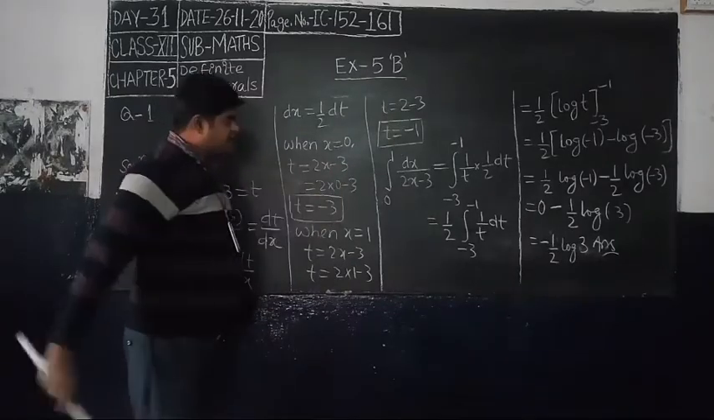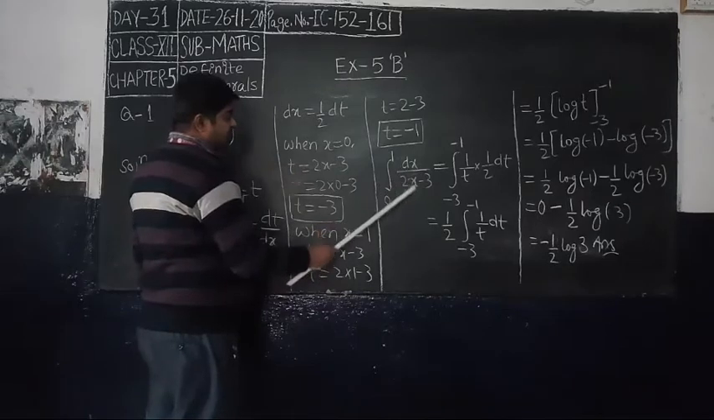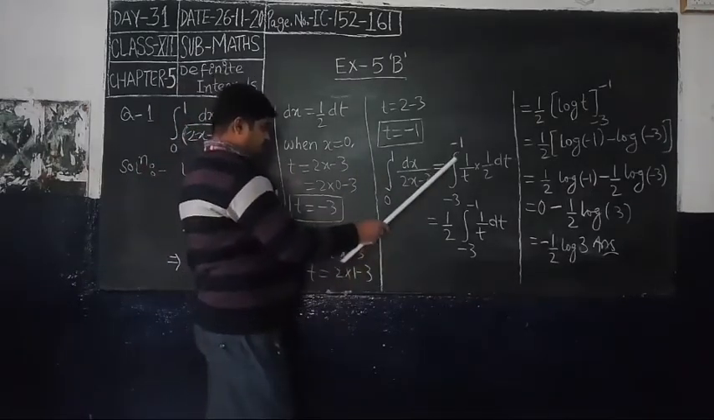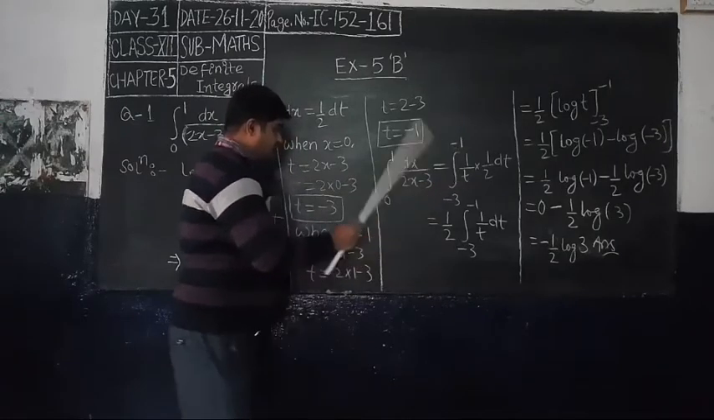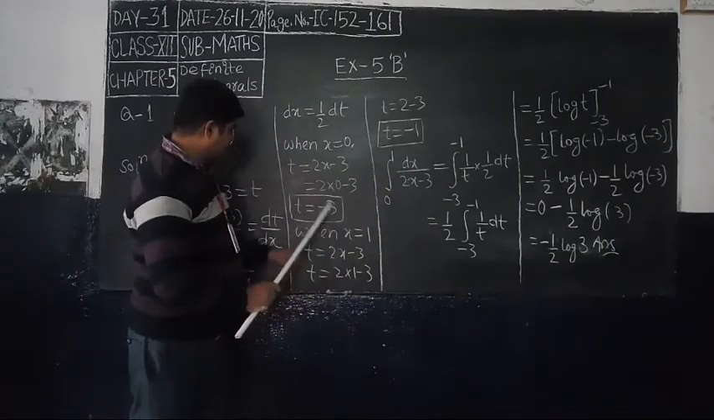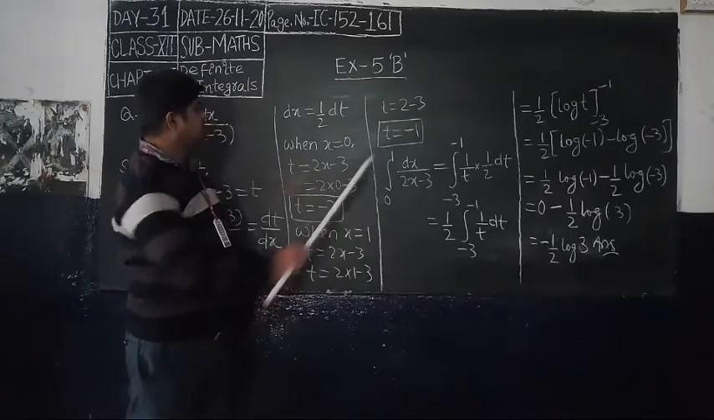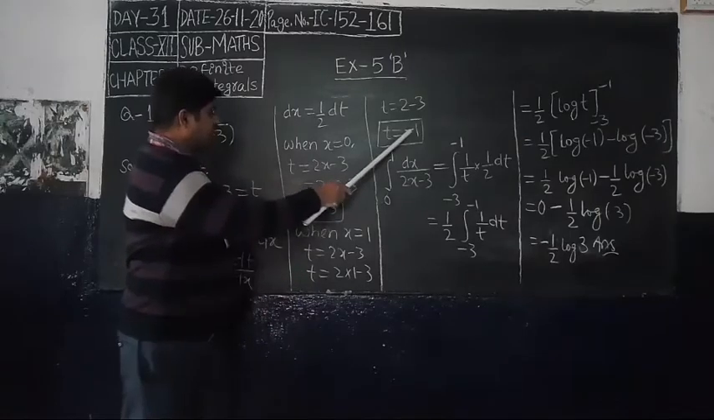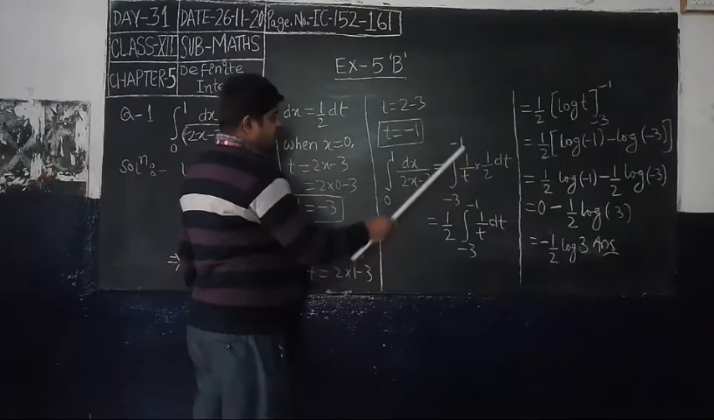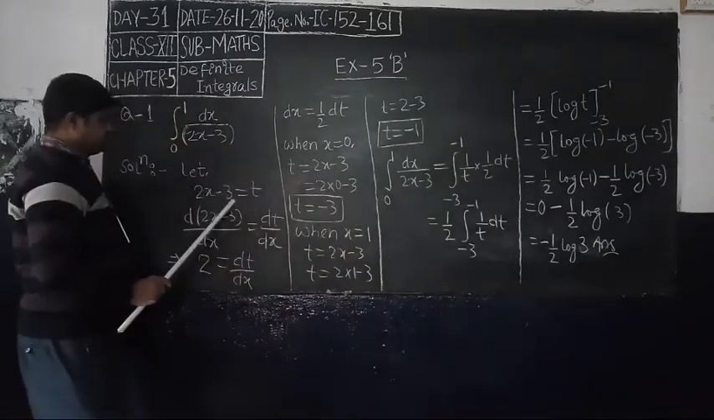Now see the question. You have to find the integration of dx by 2x minus 3, limits 0 to 1, which is equal to the integration with the new limits. The lower limit is minus 3 and the upper limit is minus 1, so you put minus 3 to minus 1, and 1 by 2x minus 3 is equal to 1 by t.